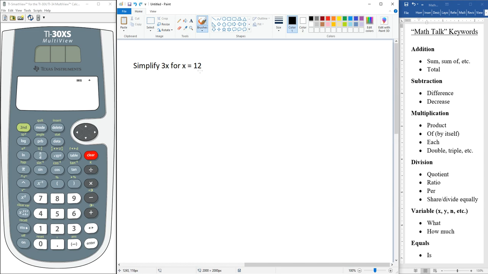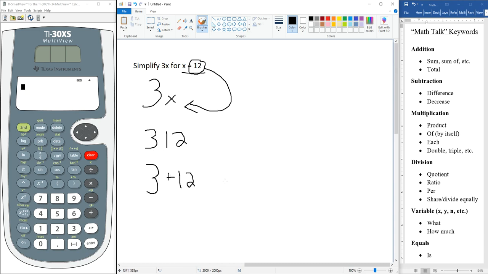So, simplify 3x for x equals 12. First of all, as an expression, we're just going to write 3x. But we know that x equals 12. So what that means is anywhere there's an x, there's going to be a 12, okay? But in order to solve this one, we need to plug that 12 in there. Now, how are we going to plug that 12 in there? Well, we could just put the 12 in, right? 3, 12. Well, that looks like 312 to me. 3 positive 12? Well, that's 3 plus 12. That's not working out either.